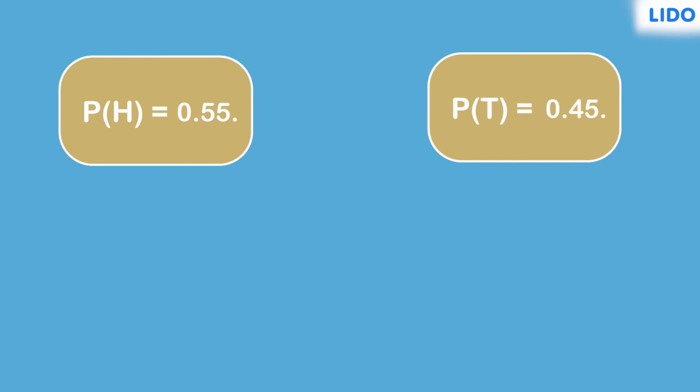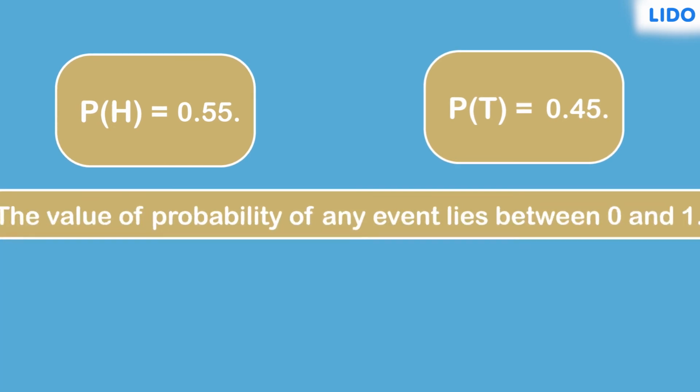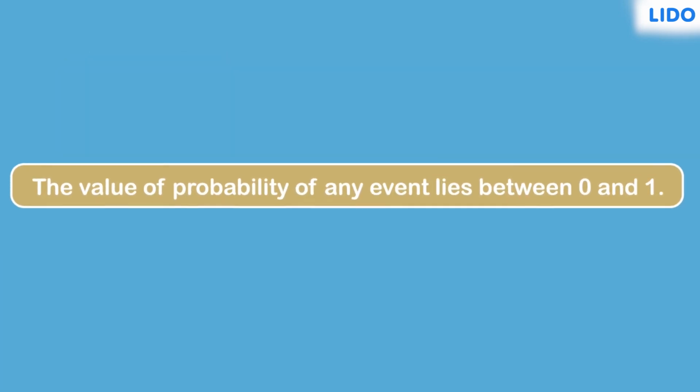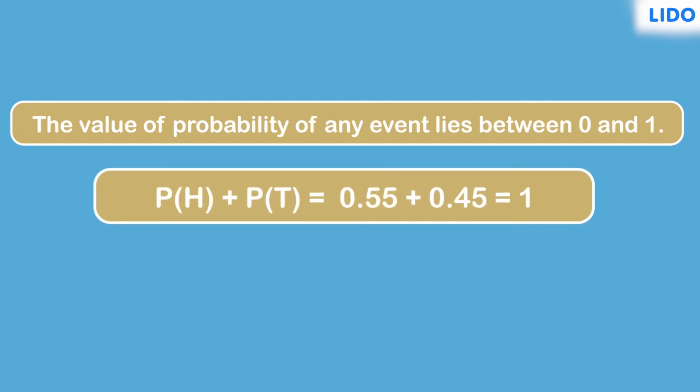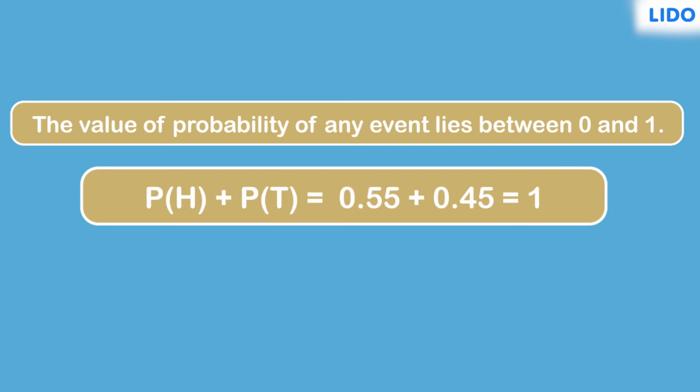Note that the value of probability of both the events lies between 0 and 1. In fact, the probability of any event lies between 0 and 1, both included. When the probability is 0, the event is said to be impossible, and when it is 1, the event is said to be certain. Also notice that adding the probabilities of the two events H and T is equal to 1. These two are standard properties of probability.